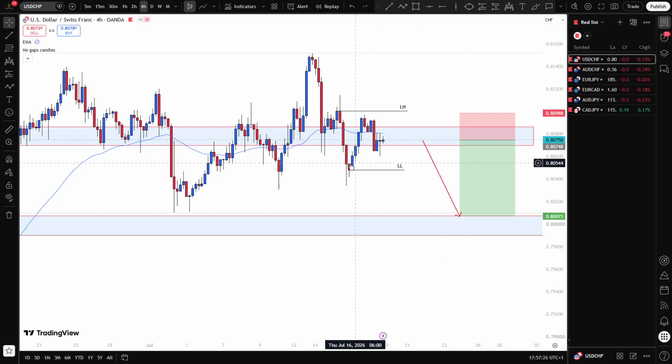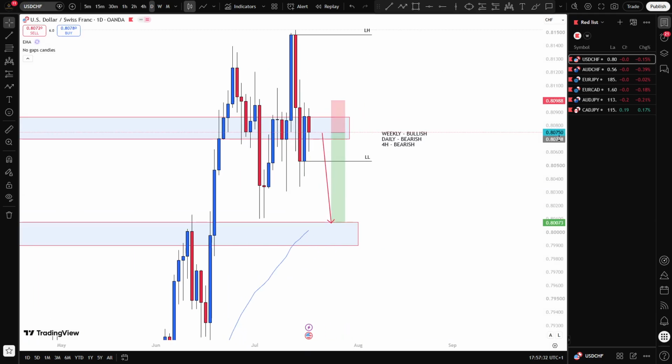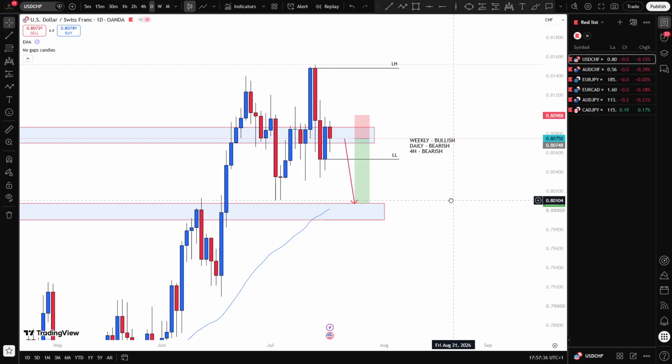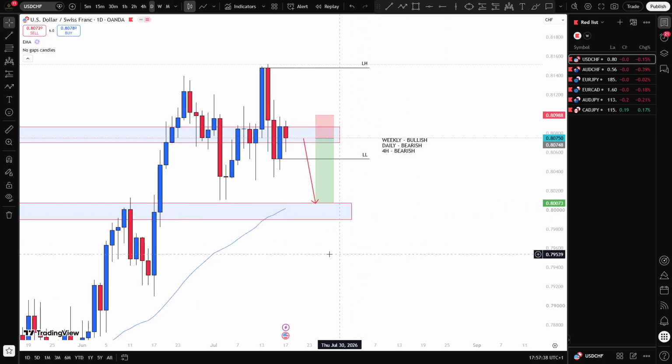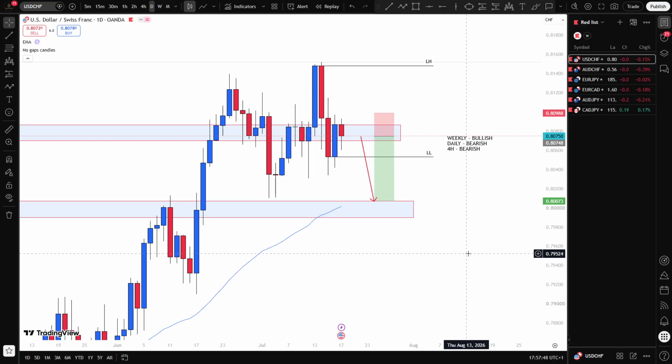So the 4-hour time frame is bearish, the daily time frame is also bearish, so it's a perfect counter trend trade setting up for next week. You can see weekly bullish, daily bearish, 4-hour bearish. That's what I'm looking for on USD CHF.